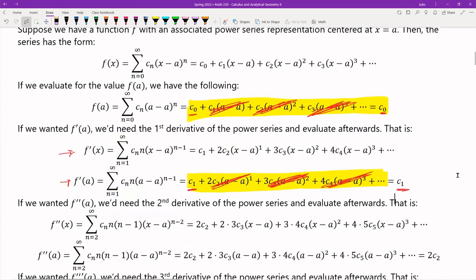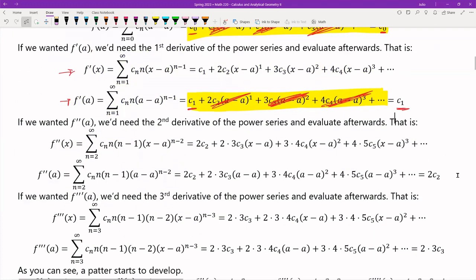Okay. We're going to do it again. Suppose I wanted the second derivative at a. Suppose I wanted f double prime of a.